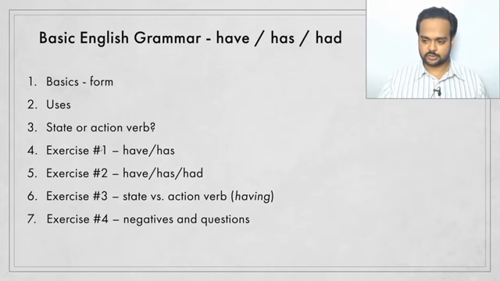And then we have 4 exercises in which we'll practice choosing between have and has, and then choosing between have, has, and had for the past tense. And then we'll practice using having correctly. And finally, we'll discuss how to make negatives and questions with the verb have.